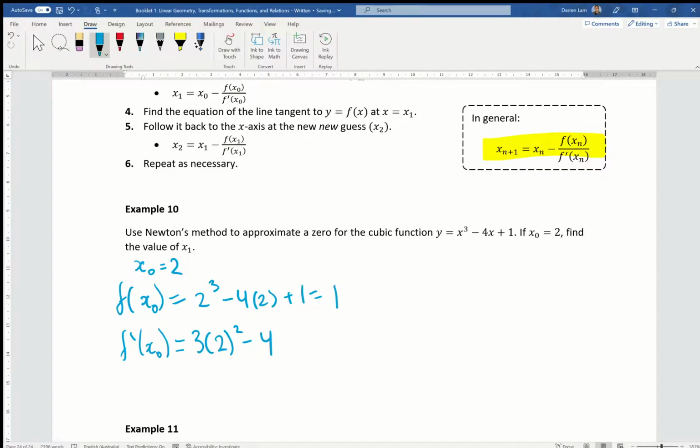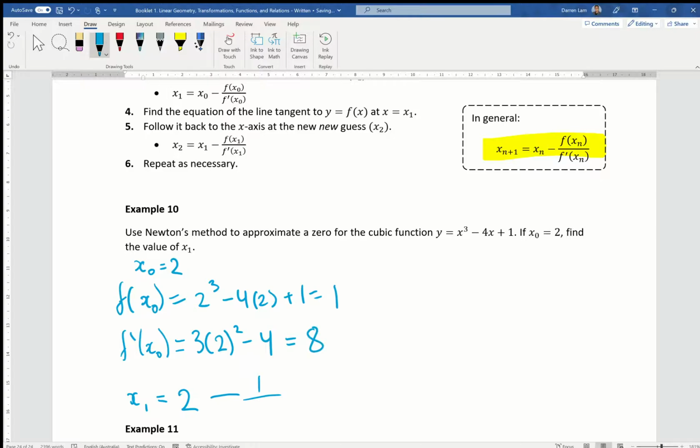Now using the formula, let's look for x1. So x1 equals xn, and in this case xn would be not x1, it'd be x0, right? But I'm going to replace that with our number, because we already know x0 is 2, minus f of xn, so that's the one we found just here, which ends up being 1, over f dash of xn, which ends up being 4. No, not 4, sorry. I didn't even solve that. My apologies. That's 8.